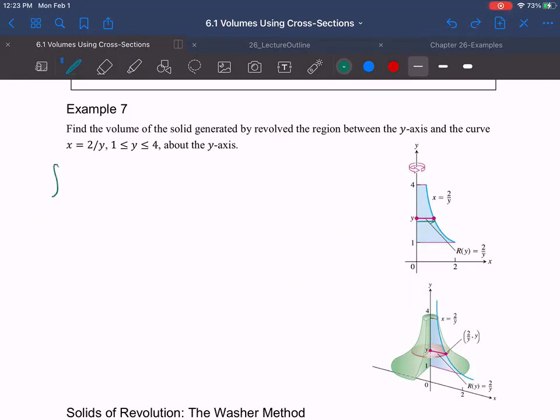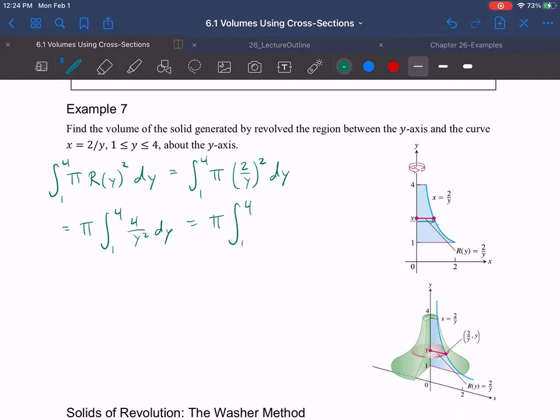Our limits of integration are going to be from 1 to 4. We want to do pi times our radius squared, but this time our radius is a function of y, and then dy. So we go through and do this. Our radius at any point is just going to be from the y-axis out to where we get 2 over y, right? So this becomes integral from 1 to 4 pi times 2 over y squared dy, which is just pi, 1 to 4, 4 over y squared dy. We can bring the 4 out front, 4 pi, and make this y to the negative 2 dy.